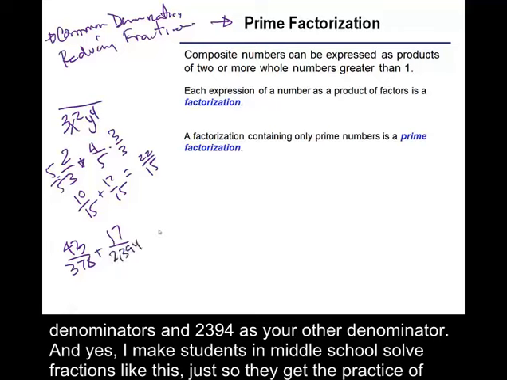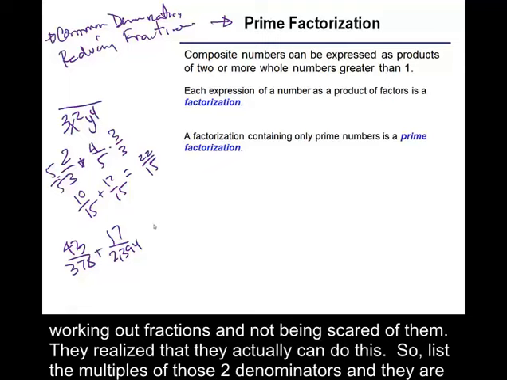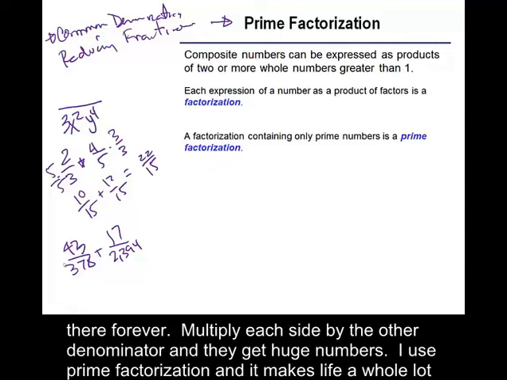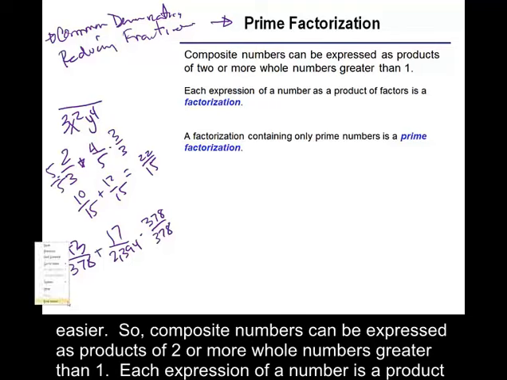And yes, I make students in middle school solve fractions like this, just so they get the practice of working out fractions and not being scared of them. They realize that they actually can do this. So list the multiples of those two denominators, and they're there forever. Multiply each side by the other denominator, and they get huge numbers. I use prime factorization, and it makes life a whole lot easier.